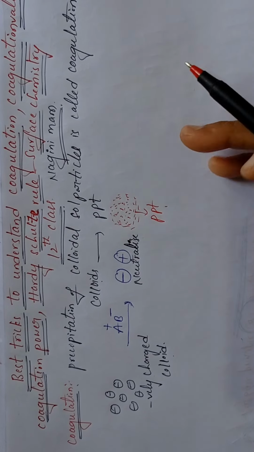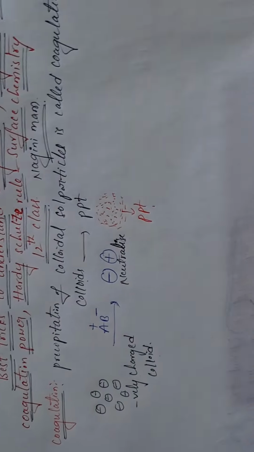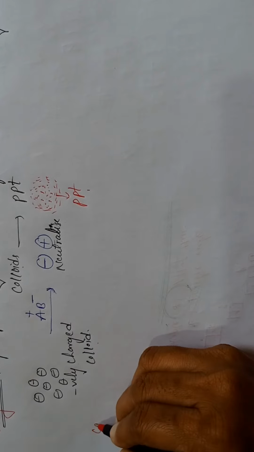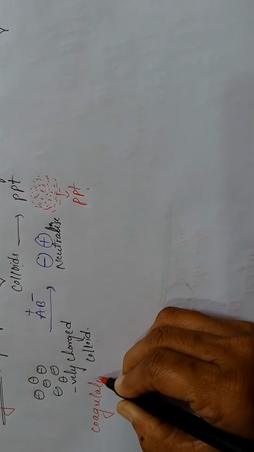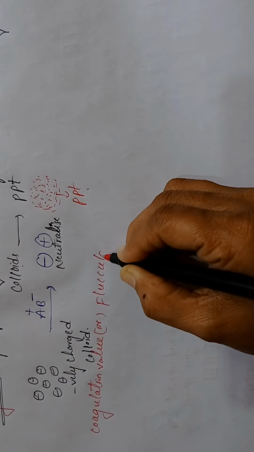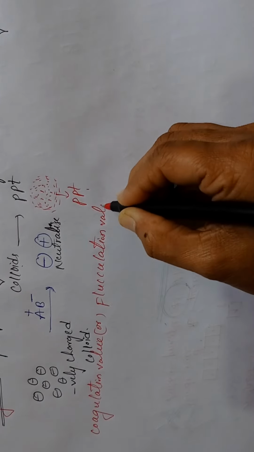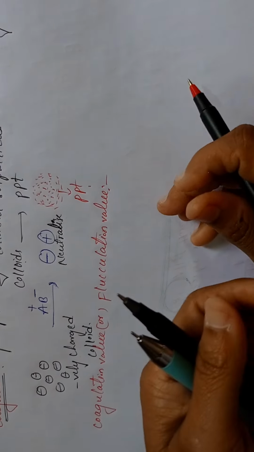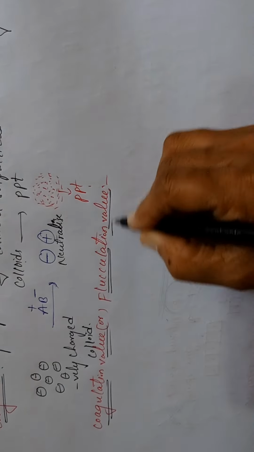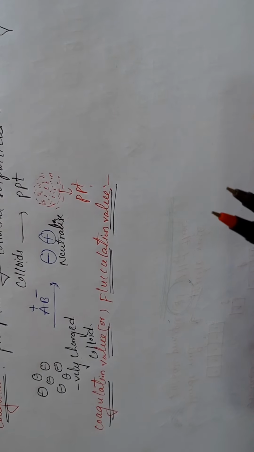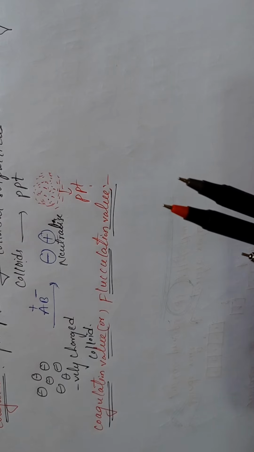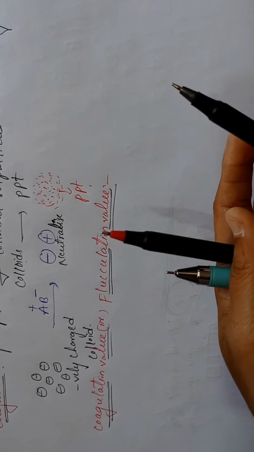Okay, now I'm going to discuss the coagulation value. Now see, students, what is the coagulation value or flocculation value? Coagulation value or flocculation value, both are the same. What is the definition? The minimum number of millimoles of electrolyte required to coagulate 1 liter of the colloidal solution. Students, what is the definition?